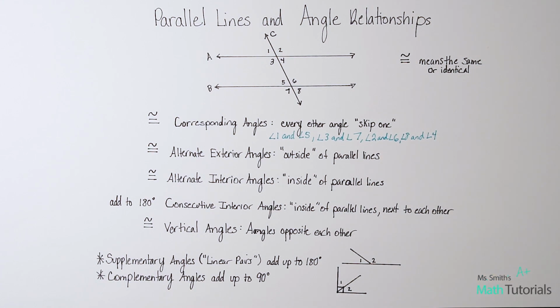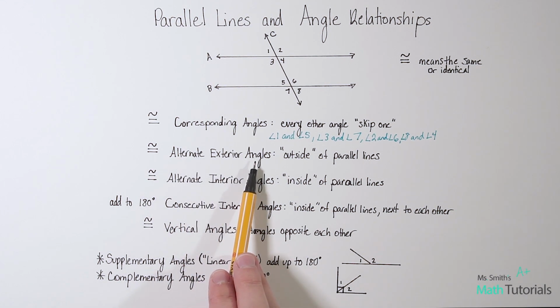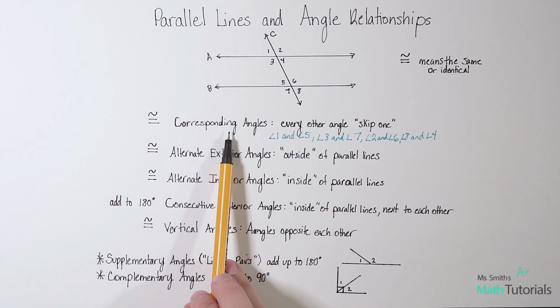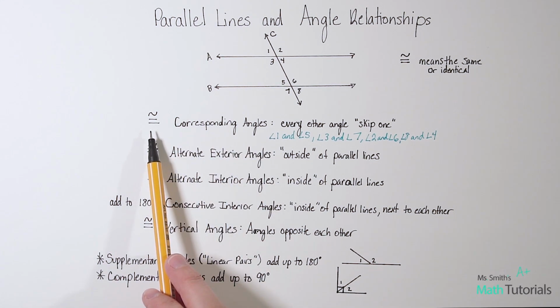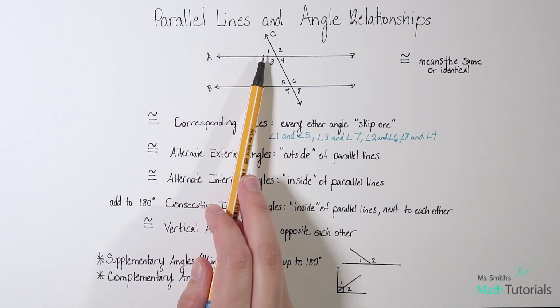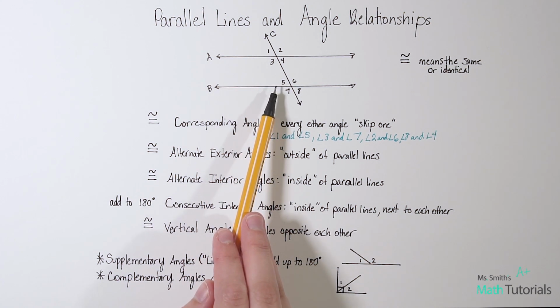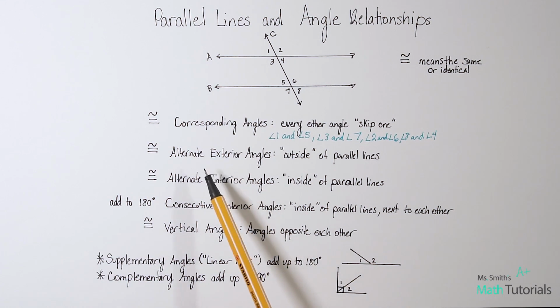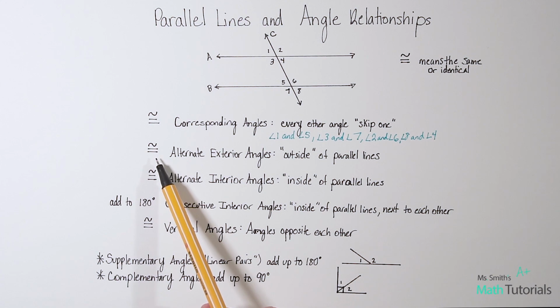Our next type of angle that we're going to talk about is alternate exterior angles. And I should note, I don't know if I mentioned this earlier, but corresponding angles are congruent. So that means that whatever the measurement is for angle 1, angle 5 will be equal to that because they are corresponding angles. I want to make sure I make that very clear. For alternate exterior angles, these angles are also congruent to each other. They are equal to each other.